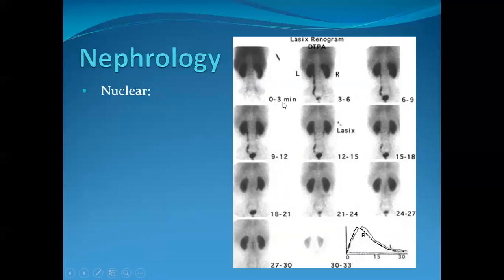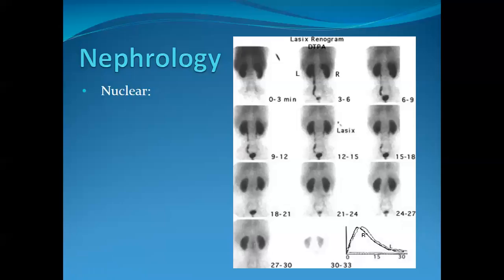So this is 0 to 3 minutes, 3 to 6, 6 to 9, all the way out to about 30 to 33 minutes. What we want to do on this examination in particular is evaluate the function of the kidney. So we want to give this radioisotope and see that it goes to the kidneys, it's taken up by the kidneys, it's concentrated by the kidneys, and then it's excreted by the kidneys. And we want to make sure that that's done symmetrically.